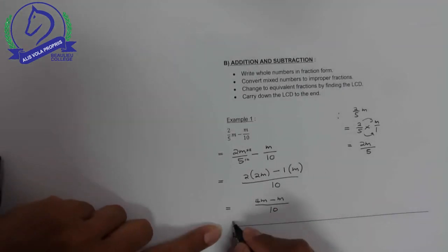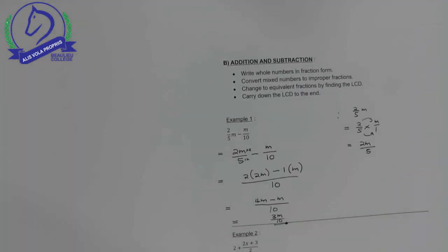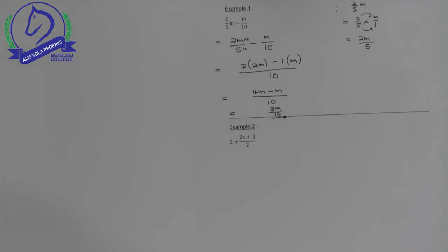If you can simplify further, you will. And in this case, you can, because they are like terms. 4m minus m is 3m divided by 10. And that's your answer. And you leave it as that. Okay. So that's a basic example that I did to revise.